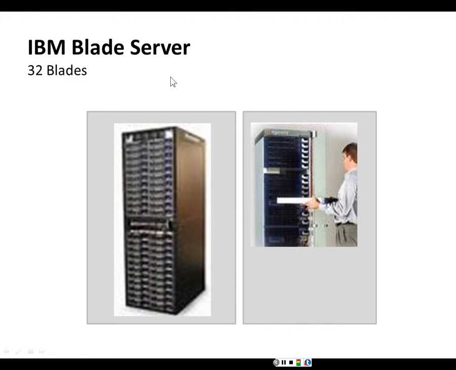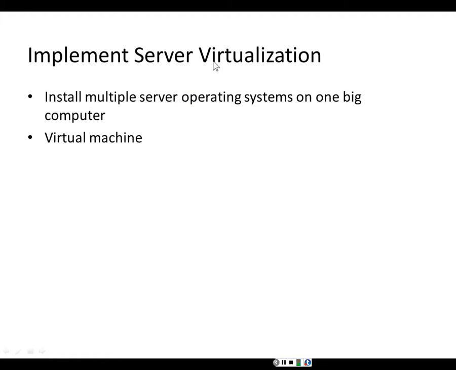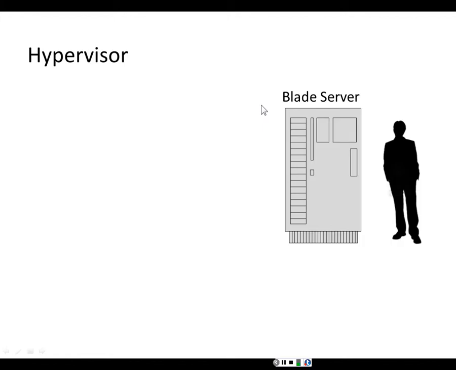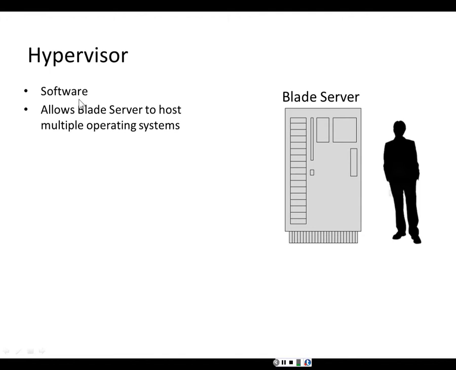To implement server virtualization, what we do is we install the multiple server operating systems on the big old Blade server. And each one of those server operating systems is called a virtual machine. We install multiple server operating systems on the Blade server. The Hypervisor. A Hypervisor is a piece of software that allows the Blade server to host multiple operating systems. And Microsoft's hypervisor is called Hyper-V.